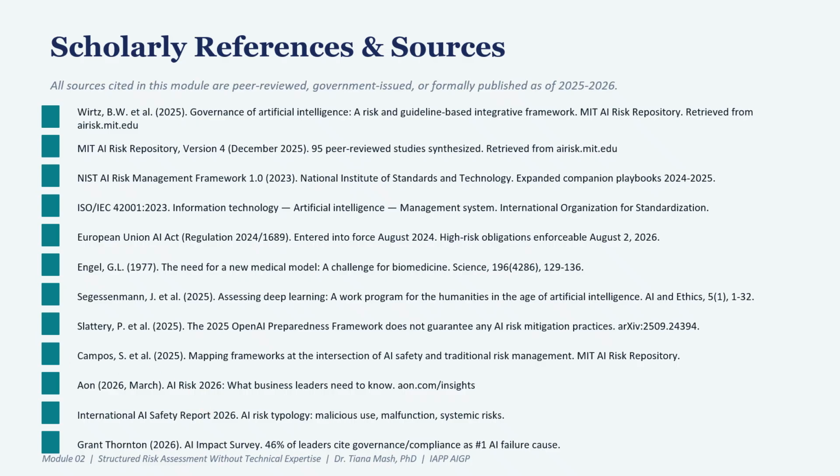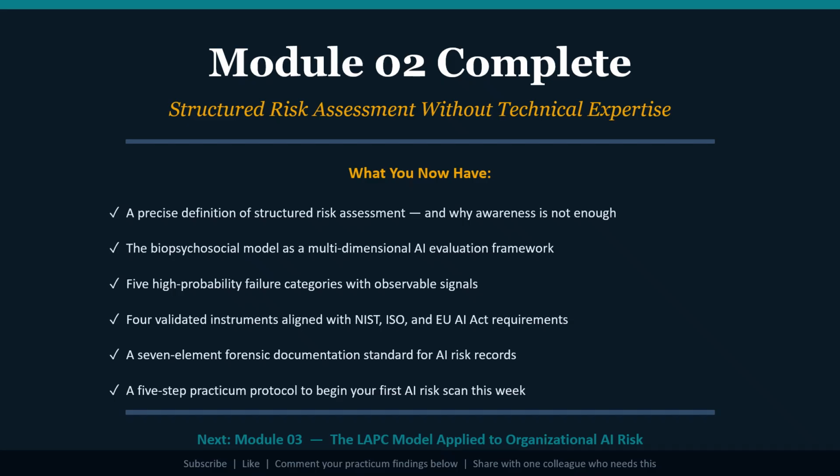That is for module 2. 6 lessons, 1 complete methodology, 5-step practicums you can begin this week. You know the difference between risk awareness and structured risk assessment. You have a 3-dimensional framework. I am very proud of you. You have 4 validated instruments aligned with international regulatory standards. You have 7-element documentation standards that will hold up to external reviews, and you have a practicum protocol that produces real governance output.